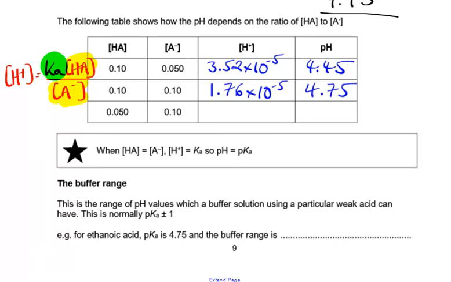So we can see as the salt increases, the pH also increases, and in the final example where the salt concentration is twice that of the acid, the hydrogen ion concentration comes out to be 8.8 times 10 to the minus 6, giving a pH of 5.06.